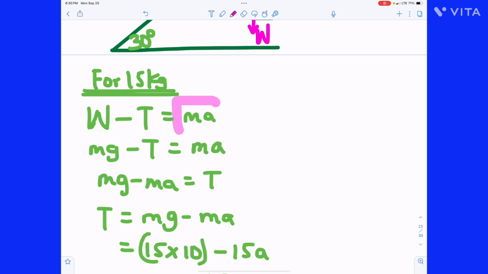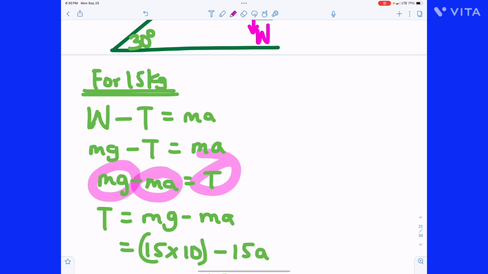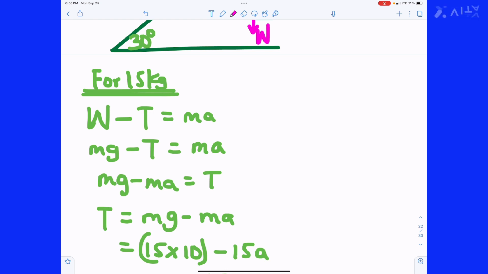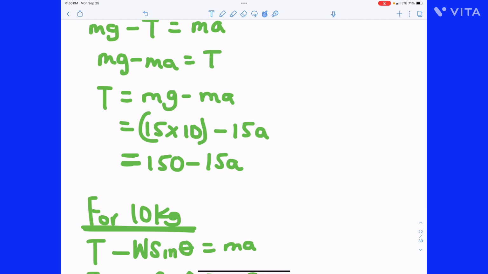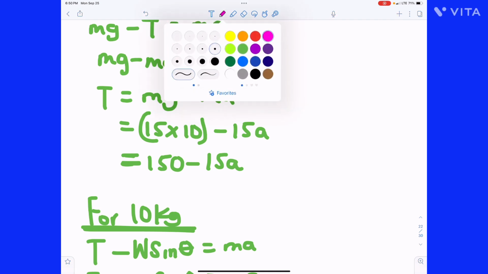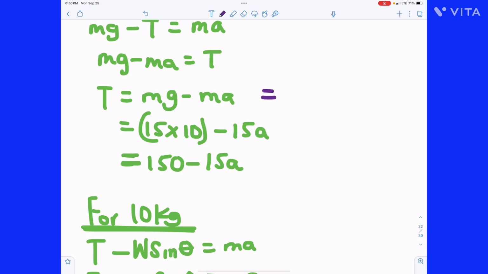is equal to MA. So in this case, I can rearrange. W is Mg. So Mg minus T is equal to MA. If I take minus T to the right, it will become plus T. I can bring MA to the left, it will become minus MA. That gives me Mg minus MA is equal to T, or T is equal to Mg minus MA. After concluding that T is Mg minus MA, I can just keep it like that without really simplifying, because sometimes they don't ask us to simplify.